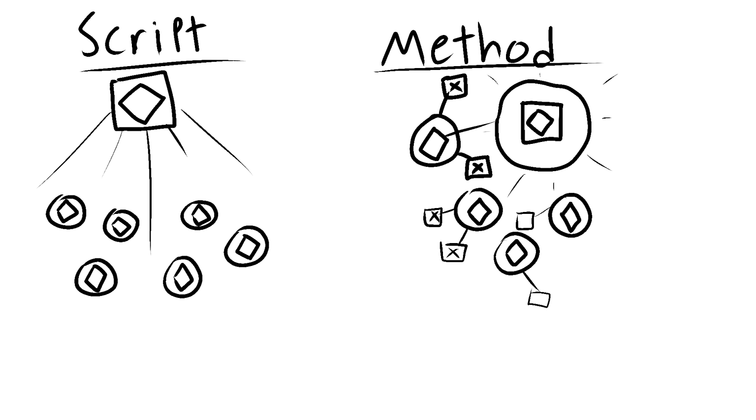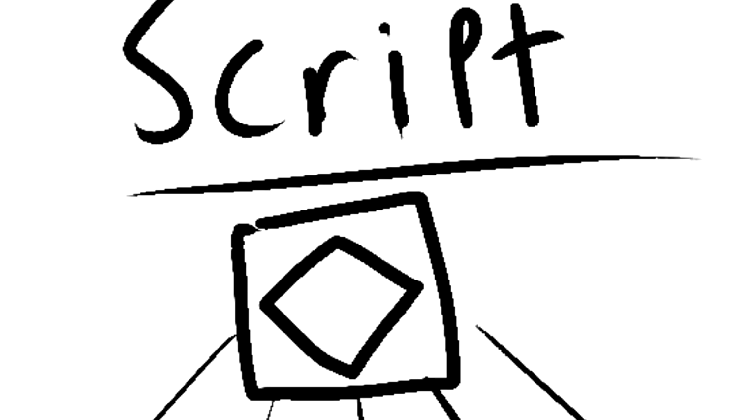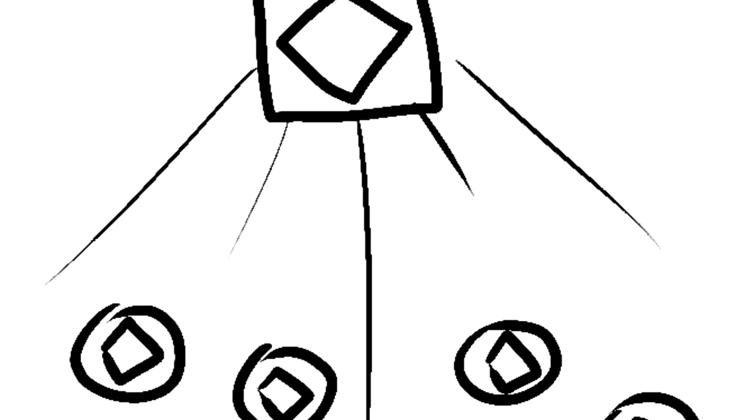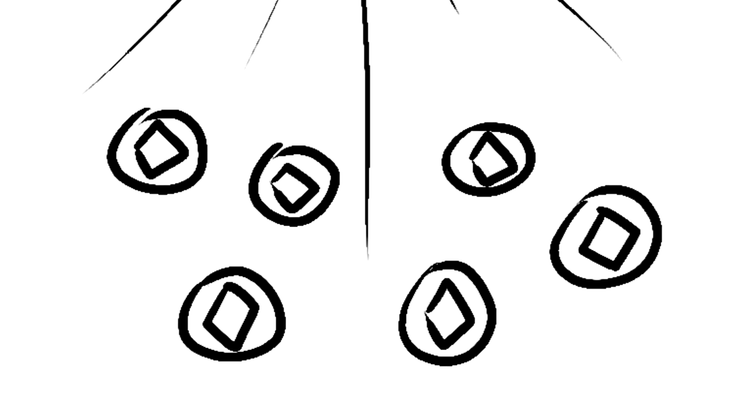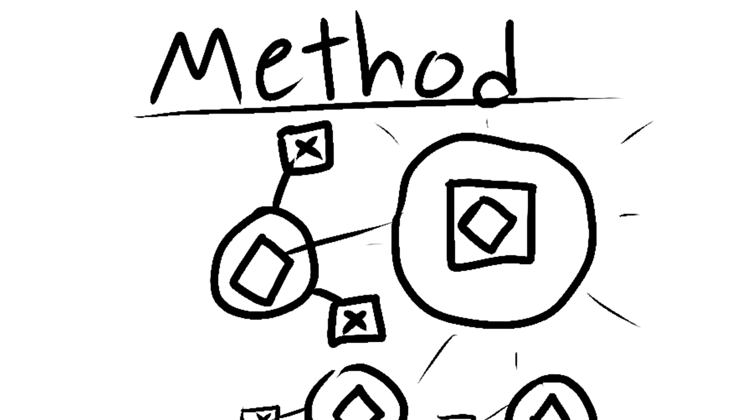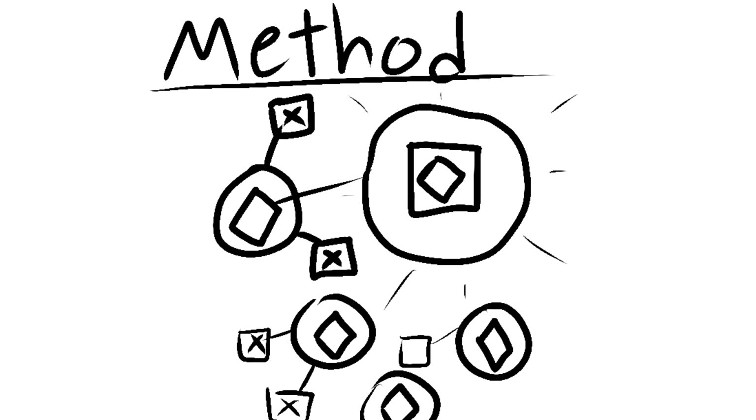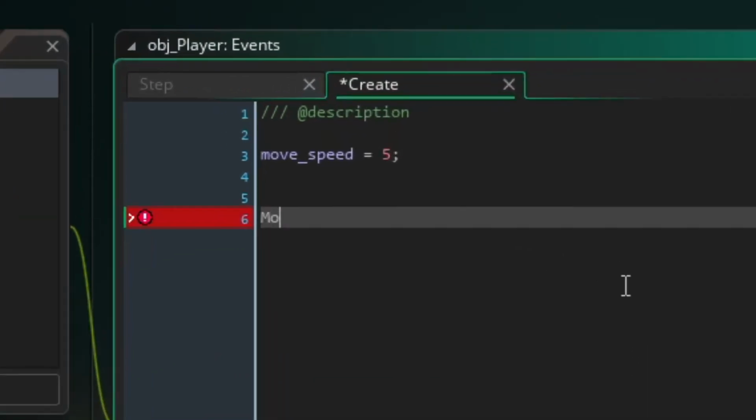In GameMaker, there are two main ways to make functions. You can either put them in a script, which are essentially snippets of code that any object in the game can use, or you can assign them to an object, creating what's called a method variable. Right now, for simplicity's sake, we're going to make a method in our player's create event.